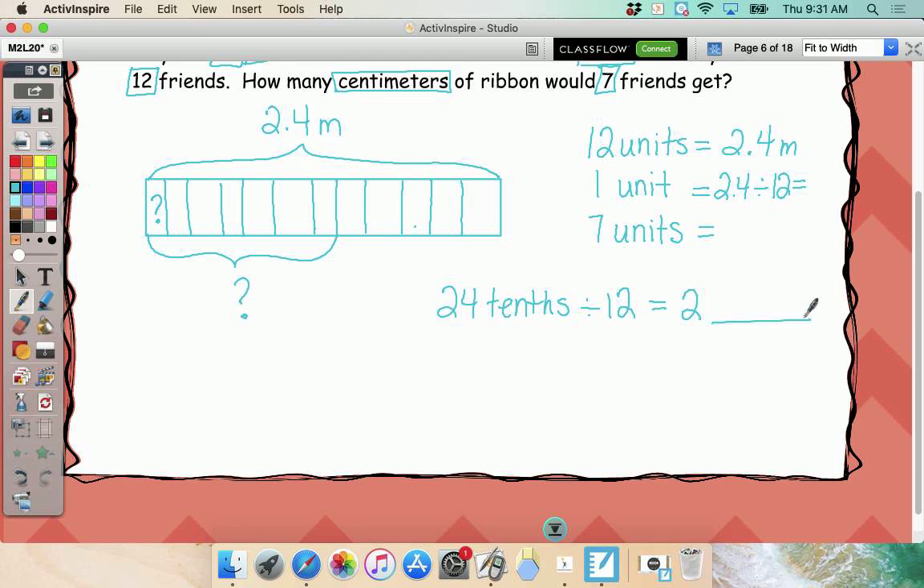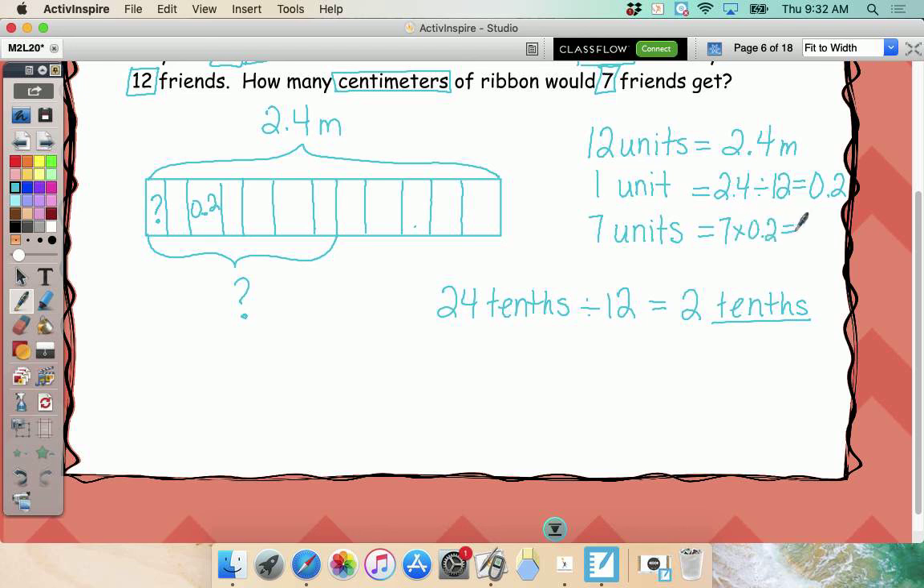Equals 2 tenths. Okay? So I'm going to go ahead and change it from unit form to standard form right there. Now, do I know what is in each box? What is it? 2 tenths. Okay? So now I've got to figure out, 7 units would be 7 times what?